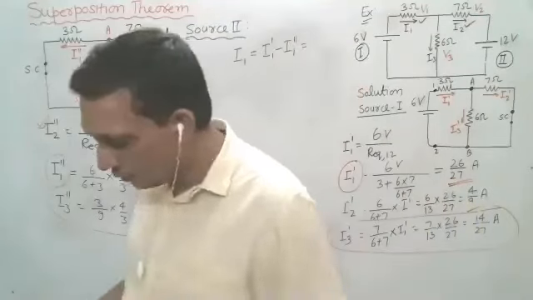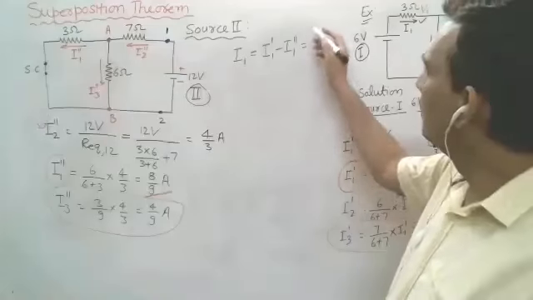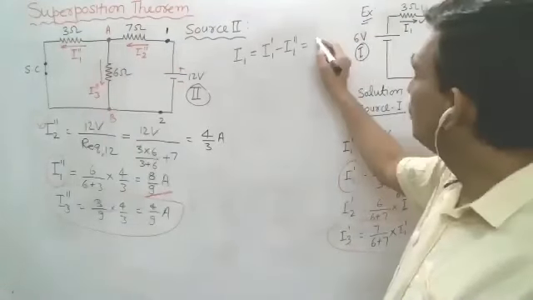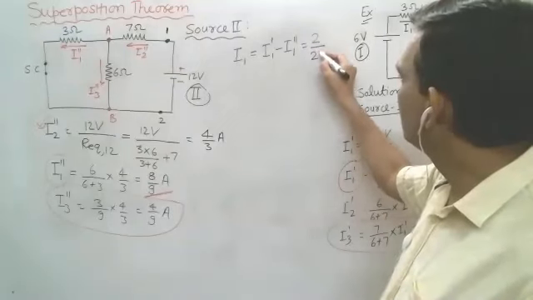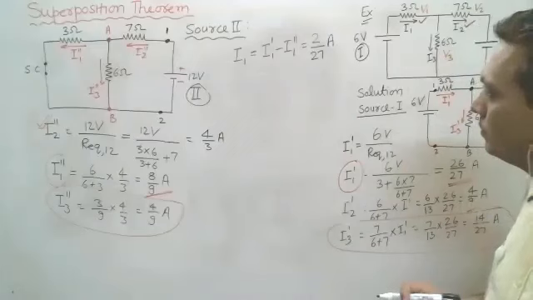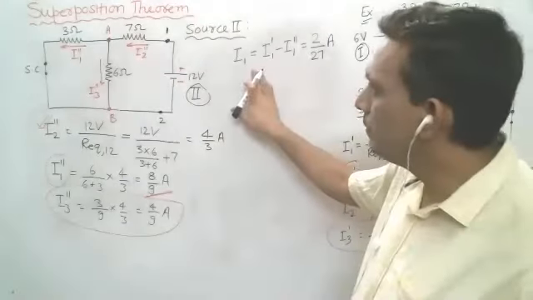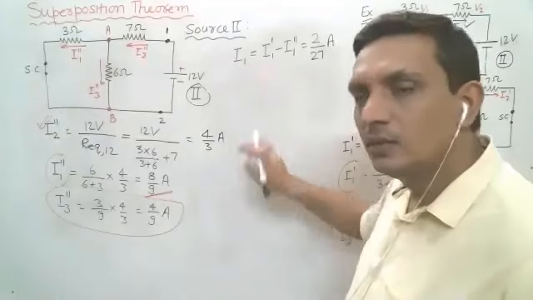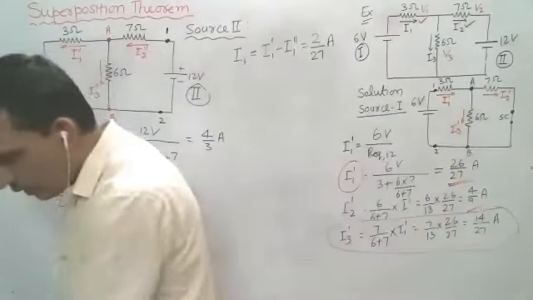So calculate this value. कितना होगा? 2 by 27. 2 by 27 ampere. I think we have calculated same value in KVL also. देख लो KVL में भी हमने same value किया था. Check कर लो. ठीक है.